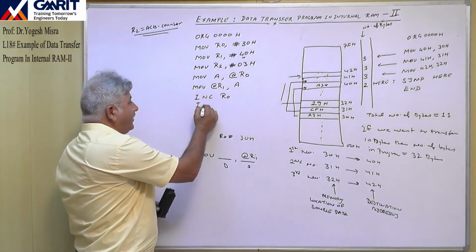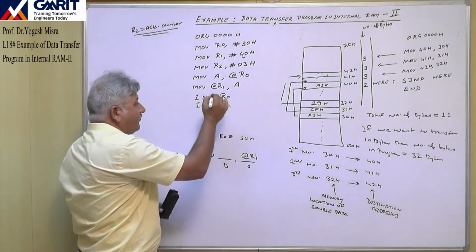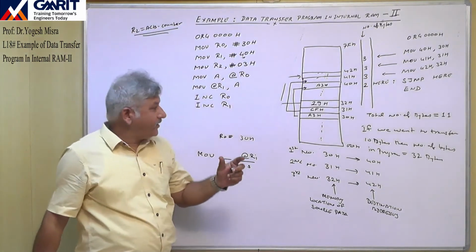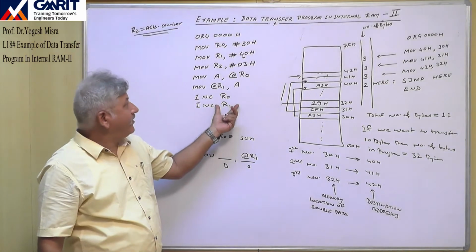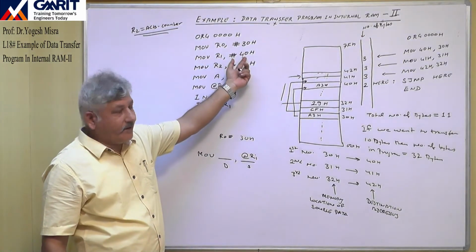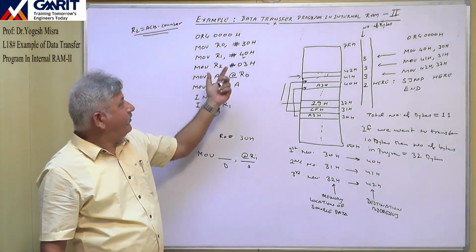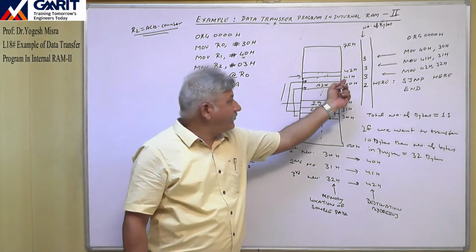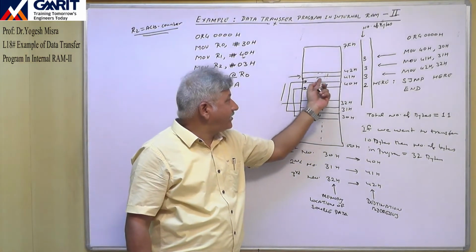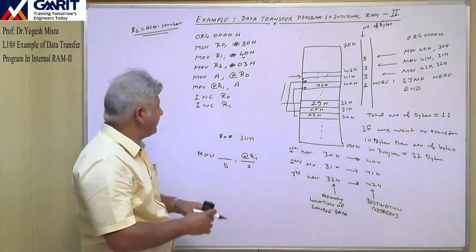Then INC R1. So it will increase the content of R1 by 1. The content of R1 is 40H. So now it will become 41H. This is 41H, which is the destination address of my second byte.